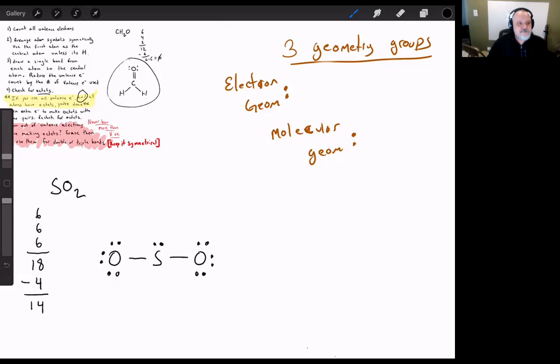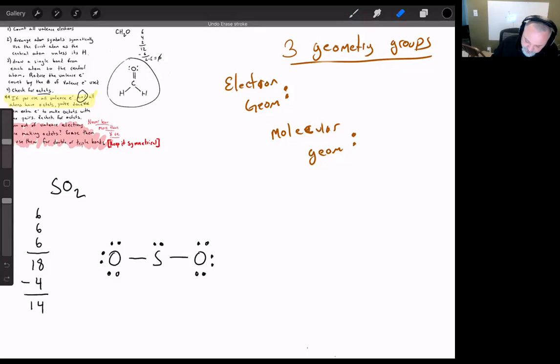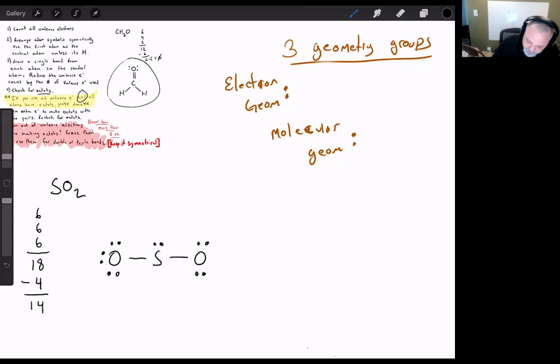Okay. Sulfur still doesn't have an octet. Yikes. So what do I do? I erase. Oh, my eraser's so big right now. I erase one. And actually, just for symmetry's sake, I'm going to erase those just because the picture looks better. And now I'm going to make a double bond.